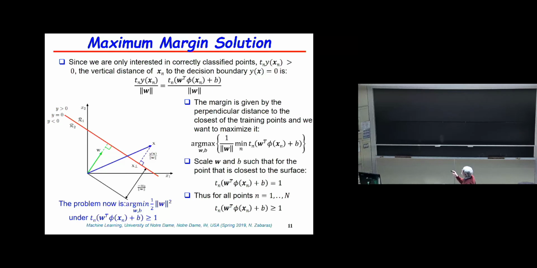And instead of maximizing 1 over w, I can pose the problem as follows. Find w and b so that you minimize 1/2 w squared, with the constraint that for all data points, Tn times w transpose phi of xn plus b is greater or equal to 1. You need to understand this blue statement there, that this is our final statement for this linearly separable case, because the algebra is going to become a little bit more complex as we go along.